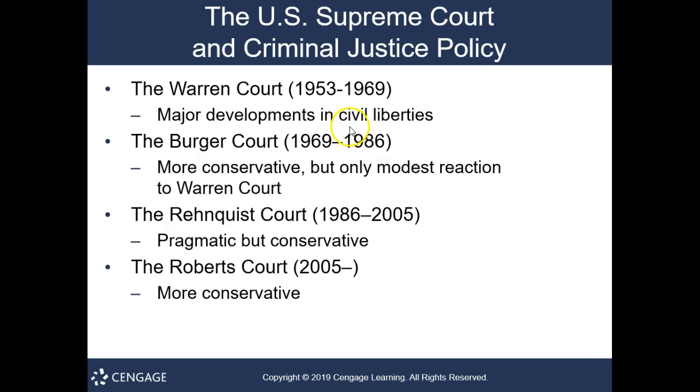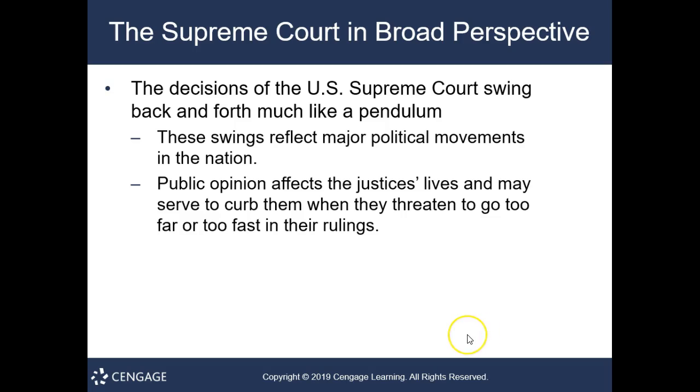Okay. U.S. Supreme Court and criminal justice policy. There was the Warren Court. That was the big one in the 1950s and 1960s. It had major developments in civil liberties. It was the Miranda versus Arizona case. Many search and seizure issues were brought out for the first time. And there was the Burger Court in the late 60s all the way through the mid 80s. It was more conservative, but only a modest reaction to the Warren Court. Then there was the Rehnquist Court in 1986 through 2005. Very pragmatic, but conservative. Then there's the Roberts Court, 2005, now more conservative, and it's becoming more and more conservative as we're going along.